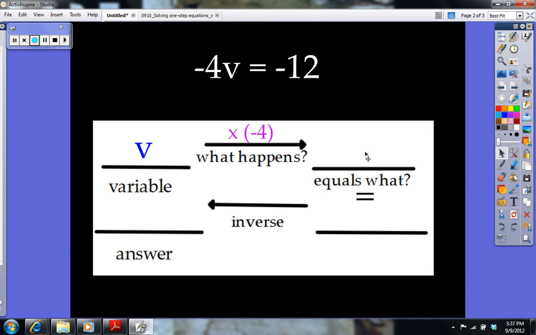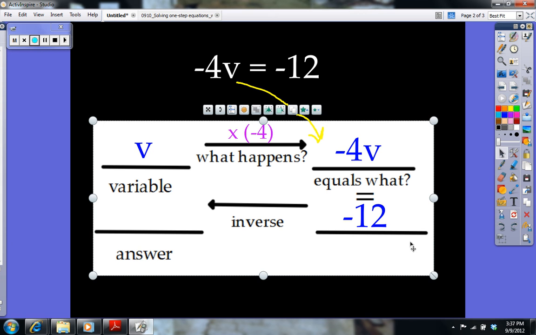And how do we write that? We write it the same way it was shown in the problem. Negative 4v. So these two parts are identical. Now remember, on the right side, we take our equation and we flip it vertical. We're ready to start working backwards. It's like we've reached the halfway point. So negative 4v equals what? Well, it equals negative 12 according to the problem.